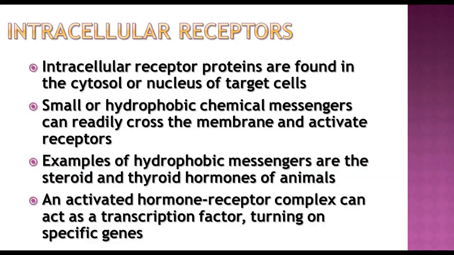Now, there are also intracellular receptor proteins, and these are ones that are found in the cytoplasm or the nucleus of target cells rather than on the surface. Oftentimes you have hydrophobic messengers that can cross the membrane, and when that happens, they can come in contact with a receptor on the inside of the cell. These are things like steroid and thyroid hormones of animals. These activated complexes can act as transcription factors that turn on specific genes to make specific proteins as the response.